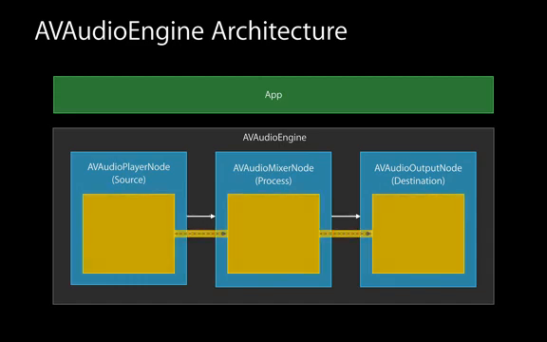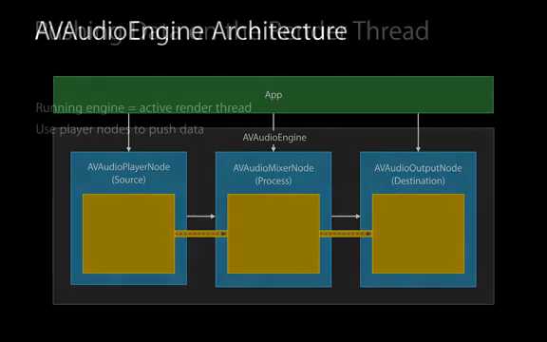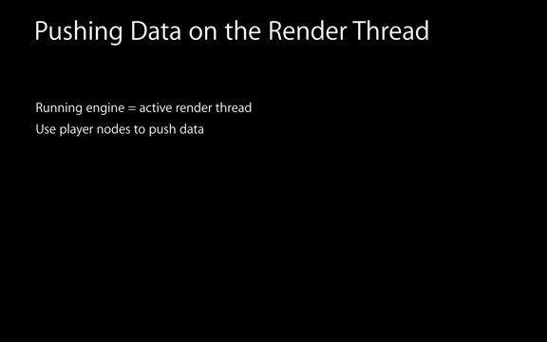When I then start up the engine, an active render thread is created, and data is pulled by the destination. So I have an active flow of data here. The app can now interact with each one of these blocks, and any change that it makes on any of the nodes will take effect immediately. So now that we've talked about an active render thread, how do you push your audio data on the render thread? You use a player to do that.